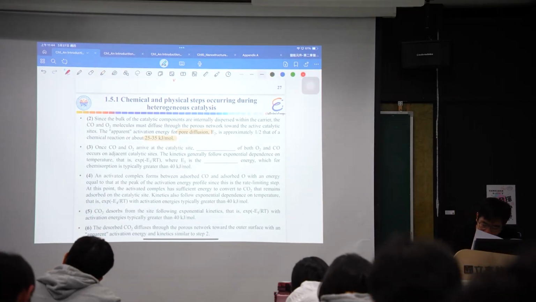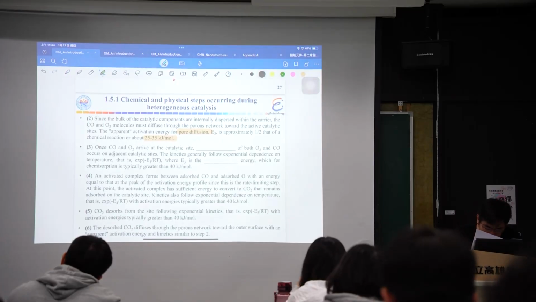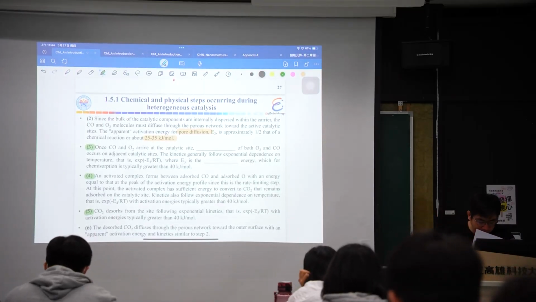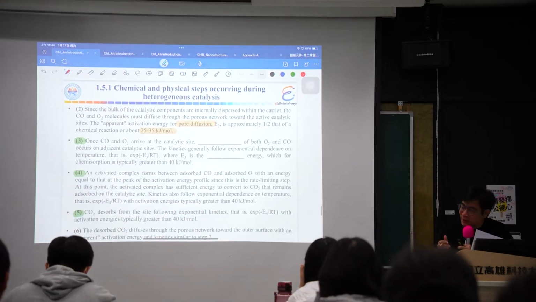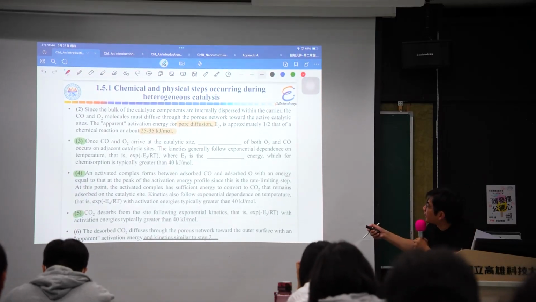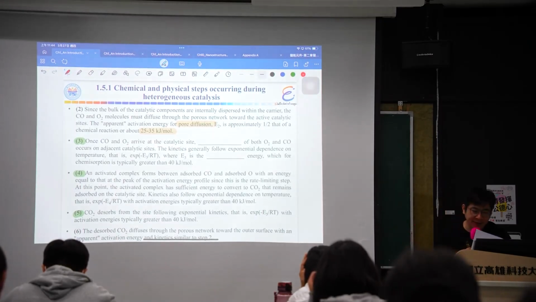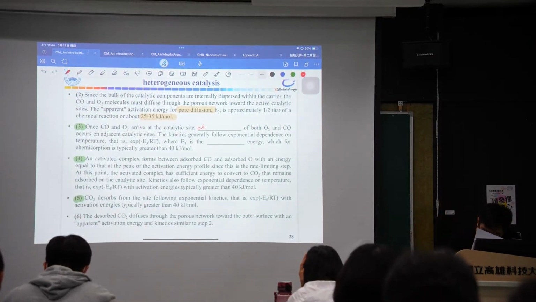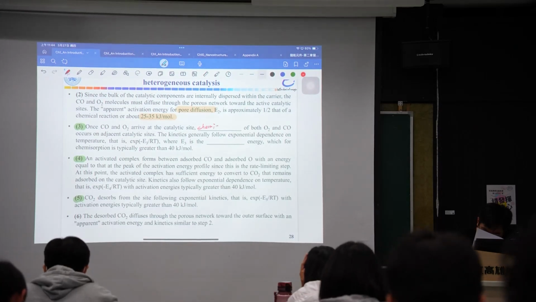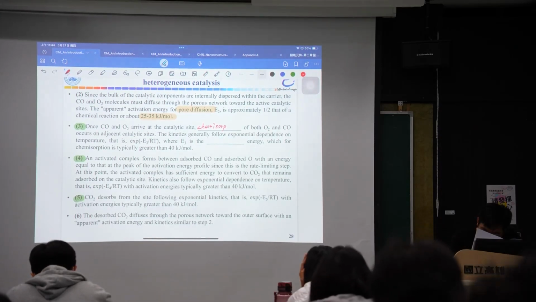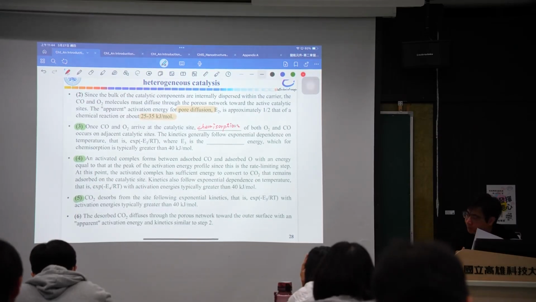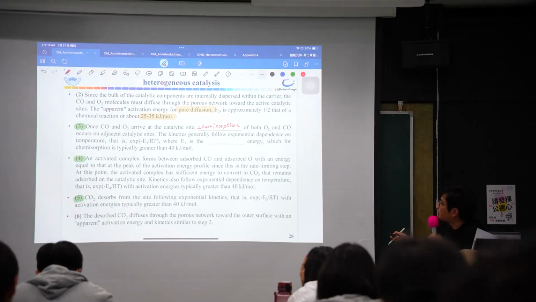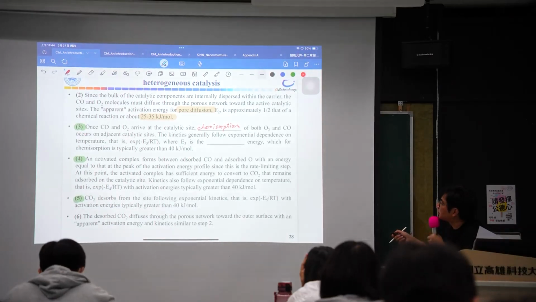So step 3, step 4, and step 5 is surface. Okay. So once CO and O2 arrive at the magnetic site, then heavy solution of both O2 and CO occurs adjacent to the magnetic site.